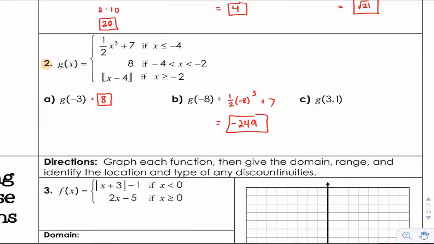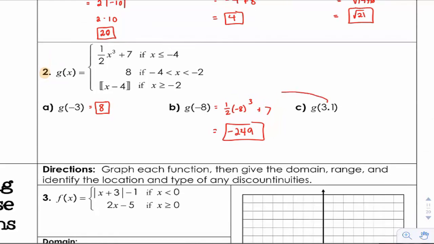And lastly, we have g of 3.1. Again, we're plugging in 3.1. It's going to go in right here, because 3.1 is greater than or equal to -2. So that's going to go in our step function. Hopefully you know how to use the step function so we can evaluate that. So that's going to be 3.1 minus 4. Well, 3.1 minus 4 is -0.9. And remember, we always round that down to the next integer down. So in this case, since it's negative, it's going to become -1.